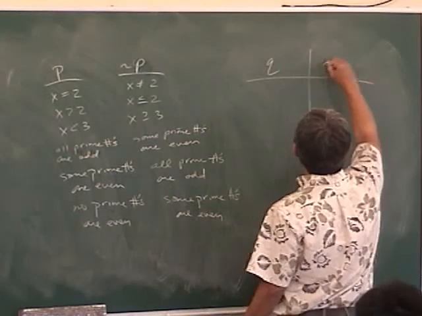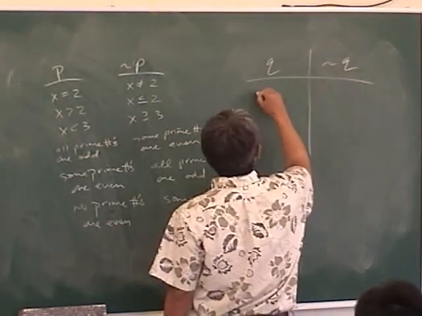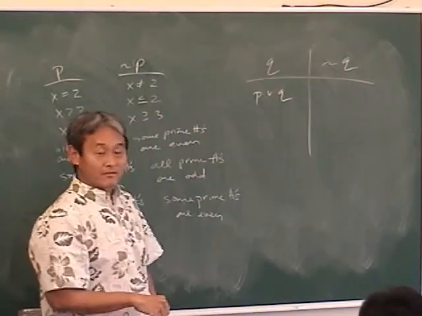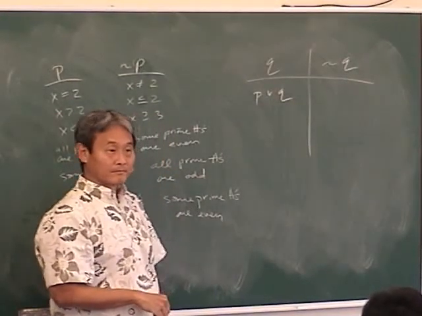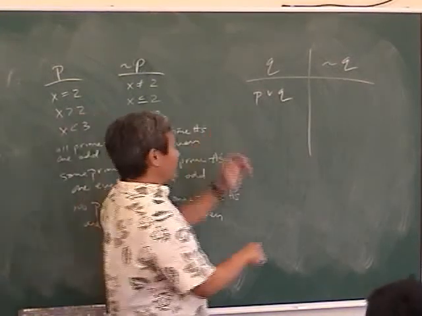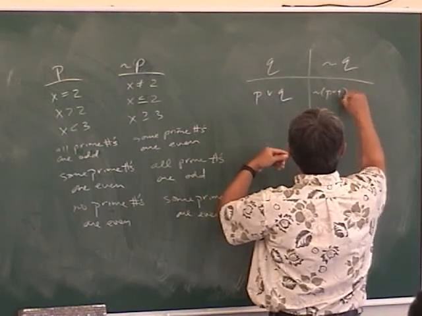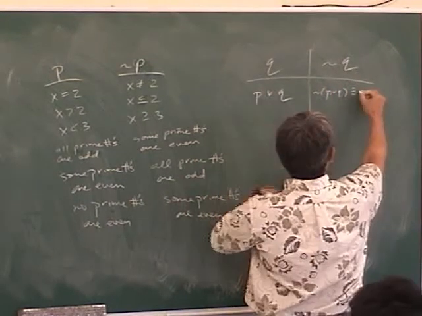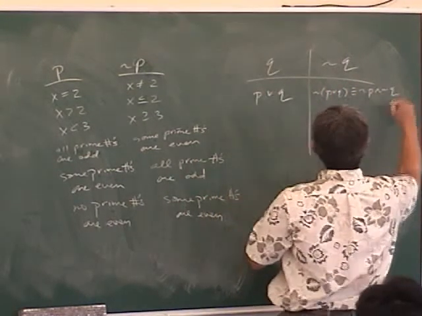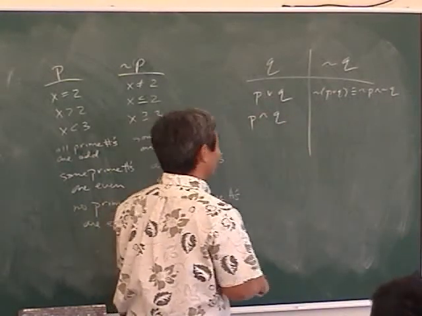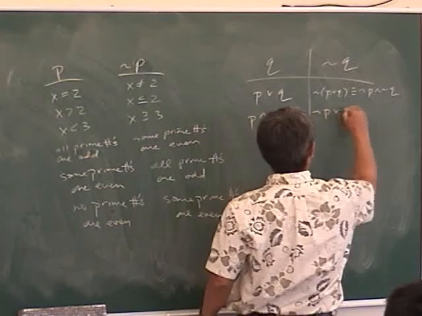Let's make another table. Okay, how do you negate an OR statement? P or Q, what's the negation of that? Yeah, just distribute the negation sign. So the negation of that would be not P and not Q. What's the negation of P and Q? Not P or not Q. Okay, not P or not Q.